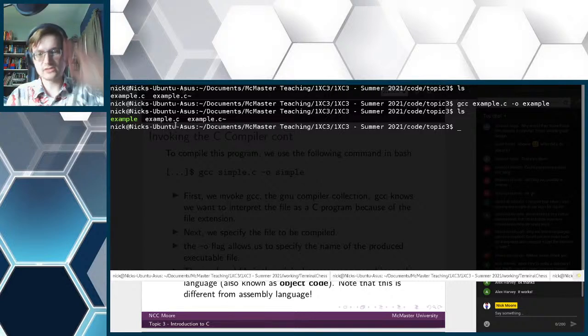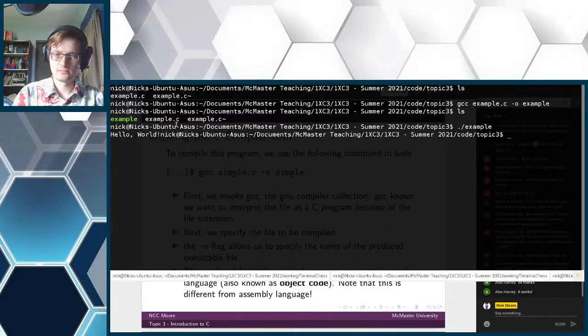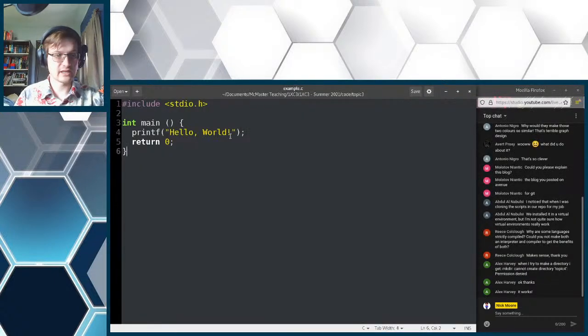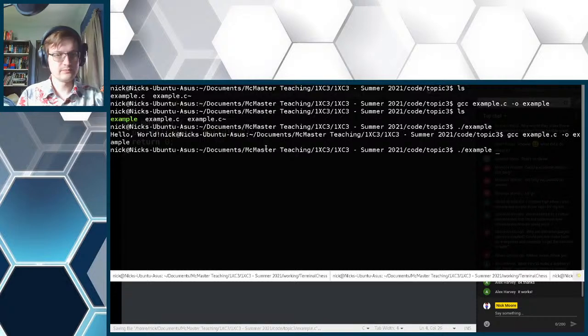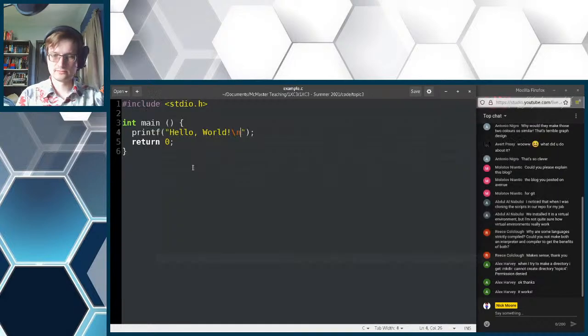The way that you execute something is dot slash and then the name of the thing you want to execute. Hello world. There it is. You can see we forgot to add a new line. So let's just add that in. New line. There we go. Compile and run. There we go. Hello world.